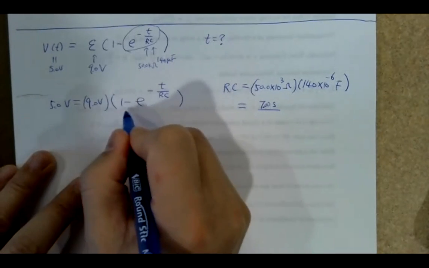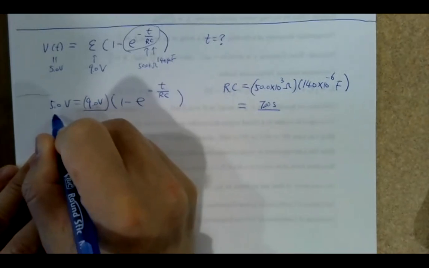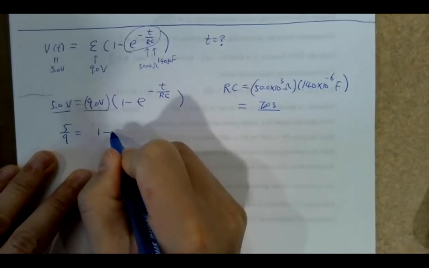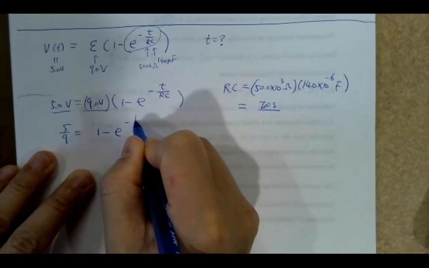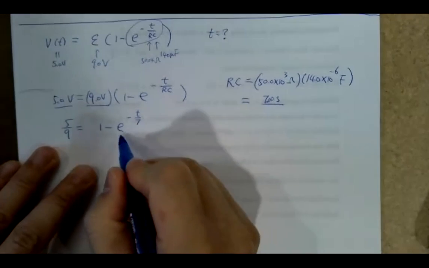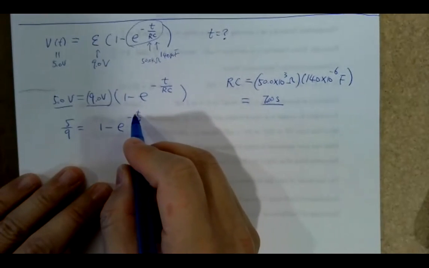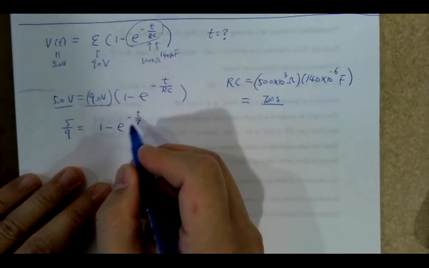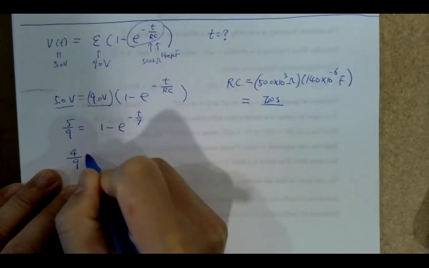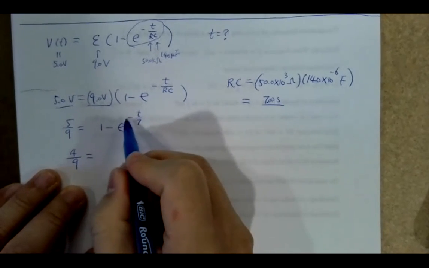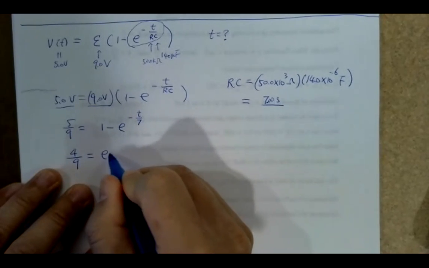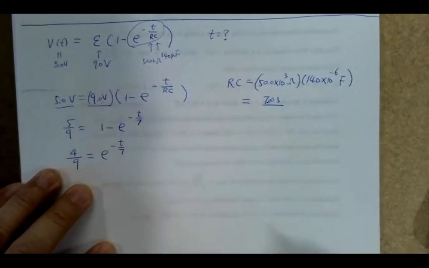Then you divide both sides by 9. You have 5 over 9 equals 1 minus exponential of minus t over 7. So then exponential of minus t over 7 should be equal to 4 over 9, because 1 minus 5 over 9 is 4 over 9.